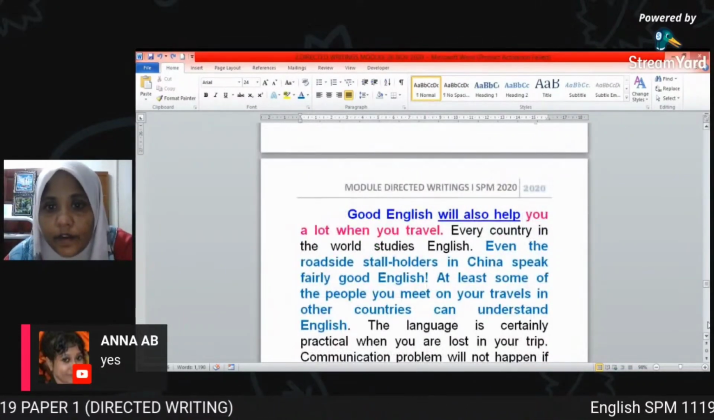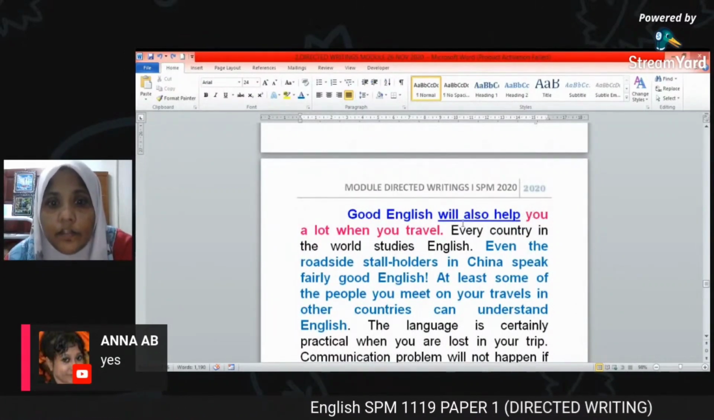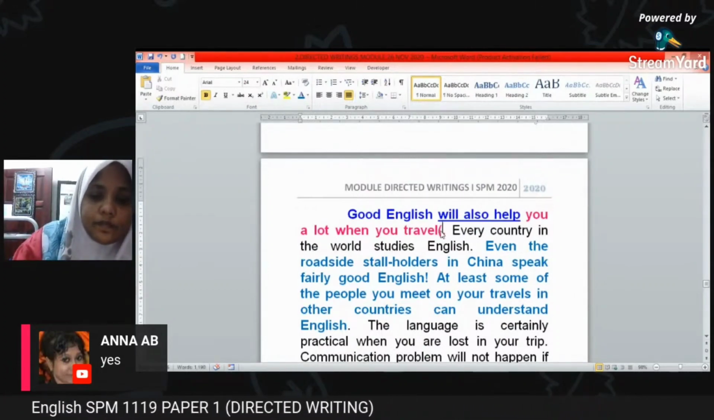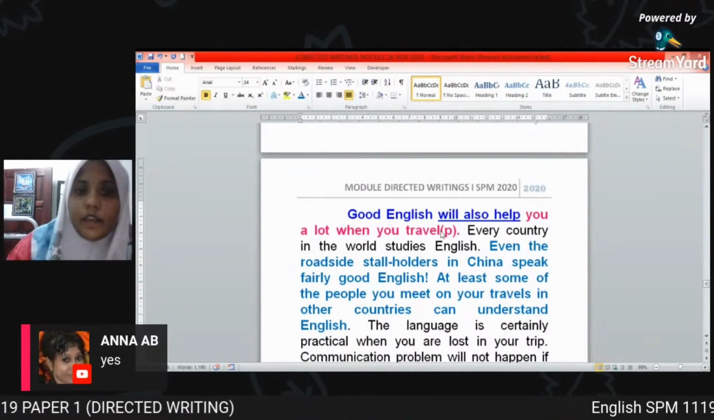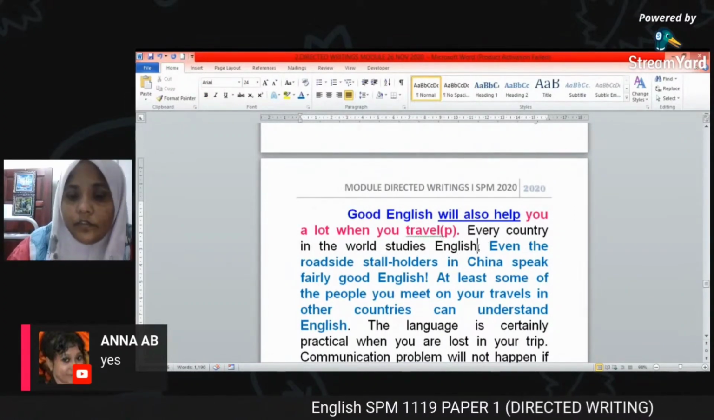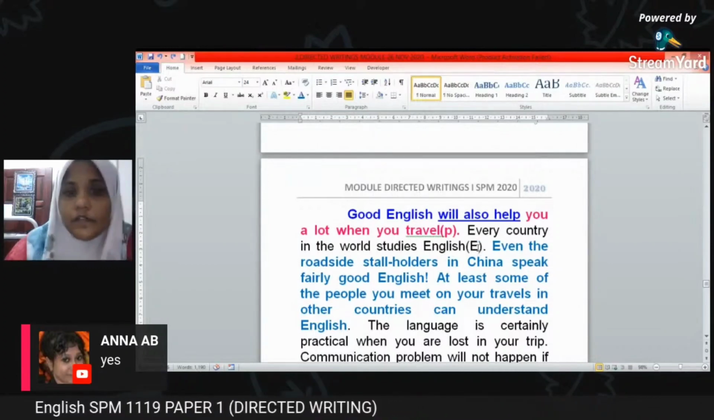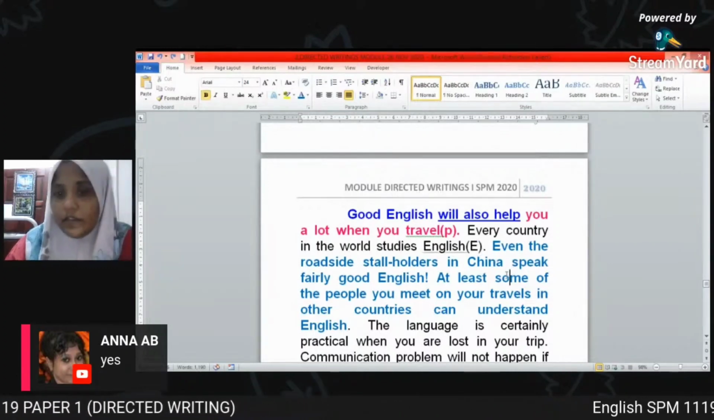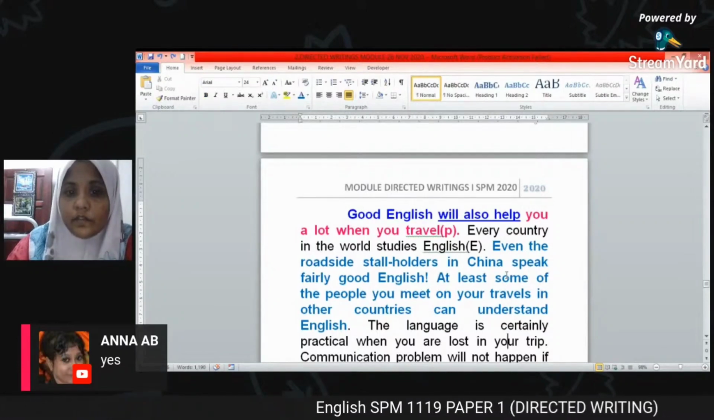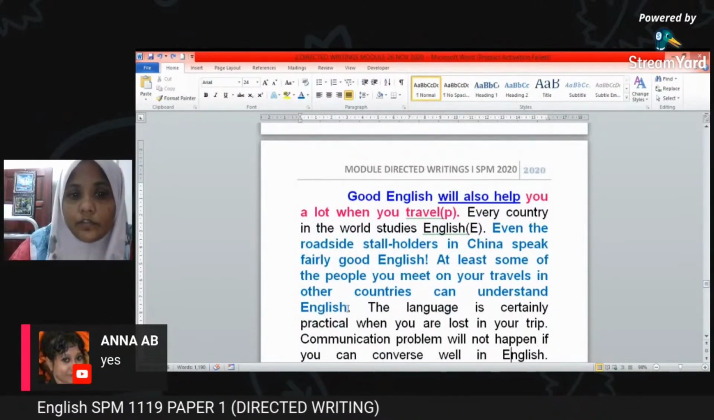Let's move to the next paragraph. Blue, pink. Okay, a lot of countries. Point. Every country in the world studies English. Explanation. Even the roadside stall holders in China speak fairly good English. At least some of the people you meet on your travels in other countries can understand English.